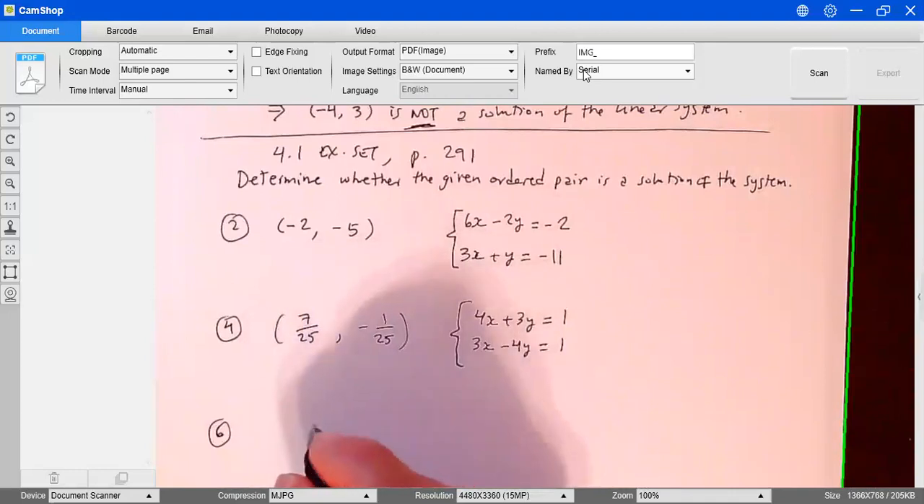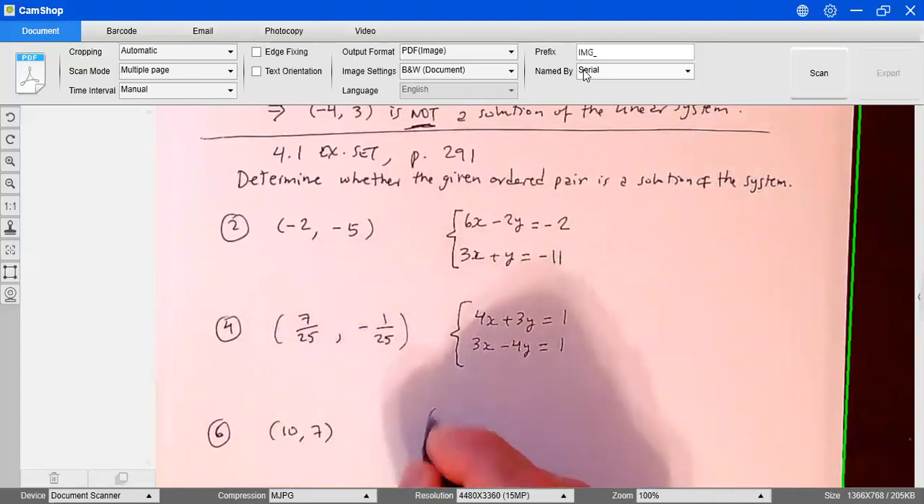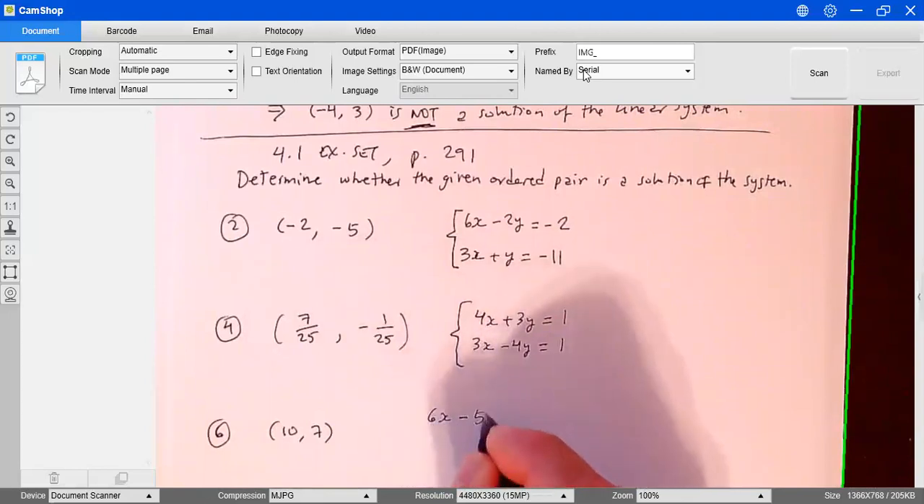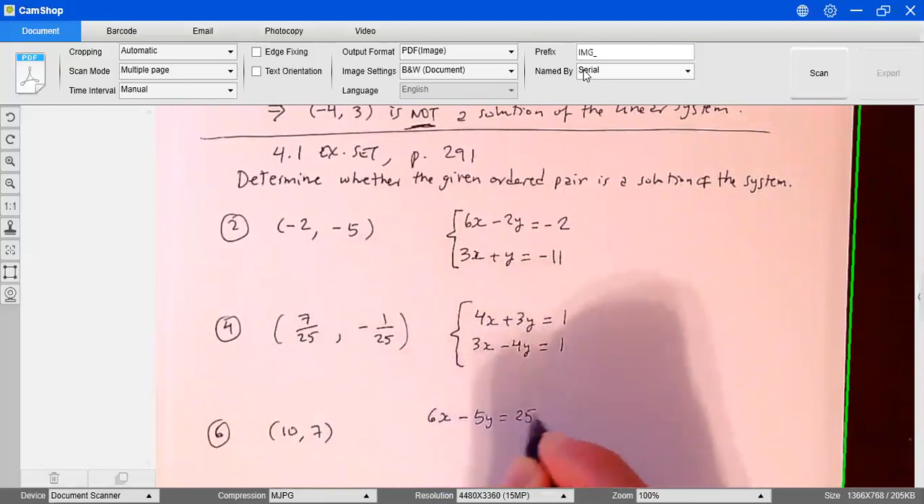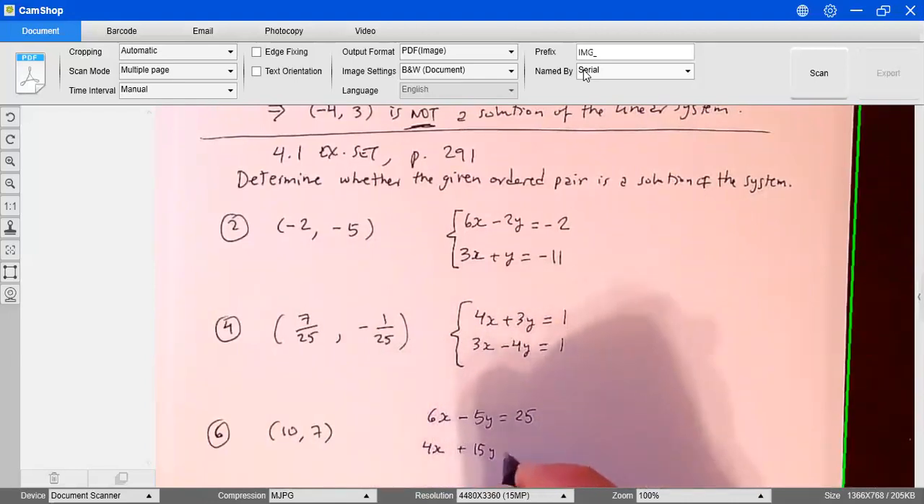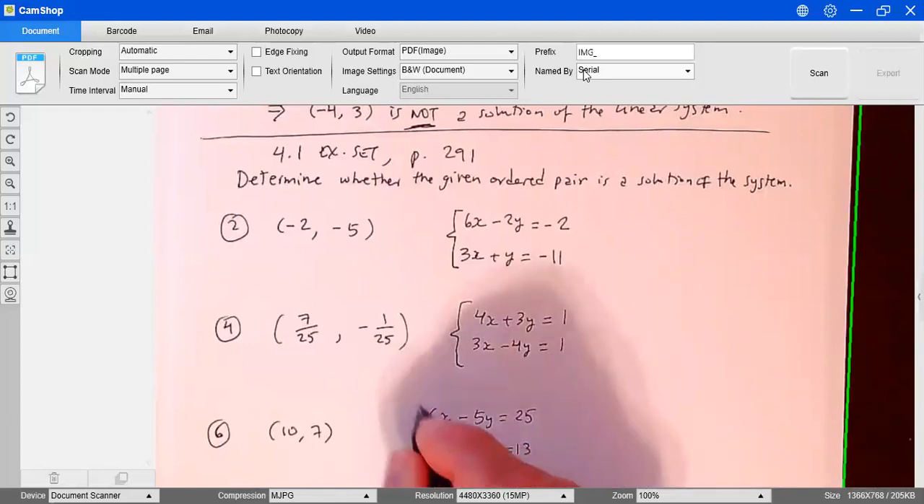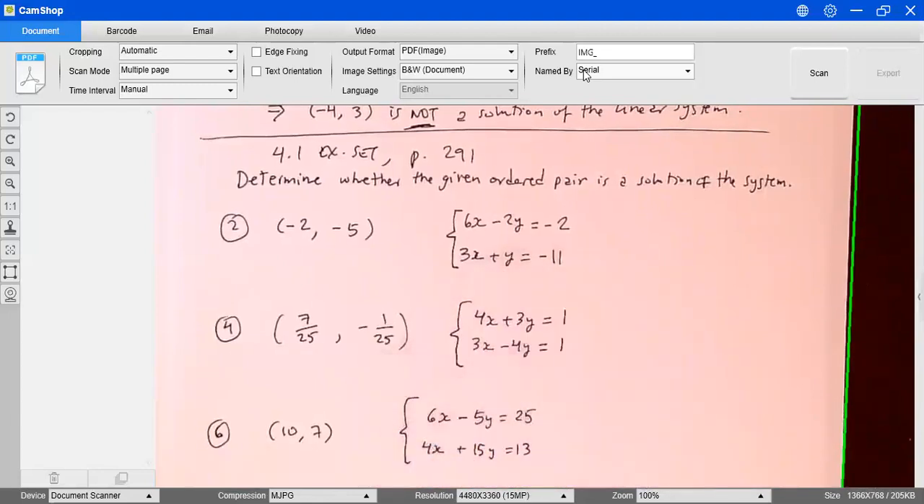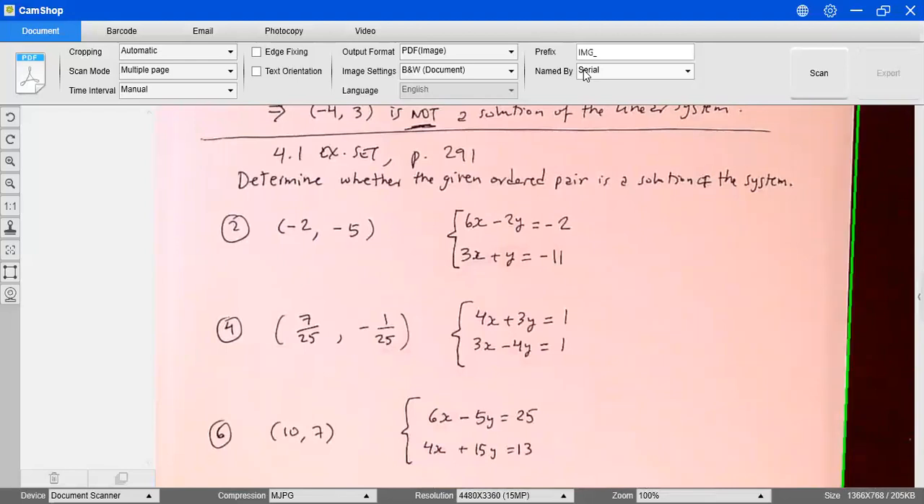Problem 6, the point is 10, 7. The system is 6x minus 5y equals 25, 4x plus 15y equals 13. So remember, in these problems, you are not finding the solution. You are given a possible solution.